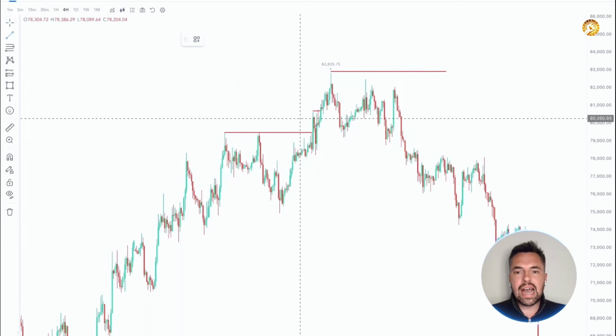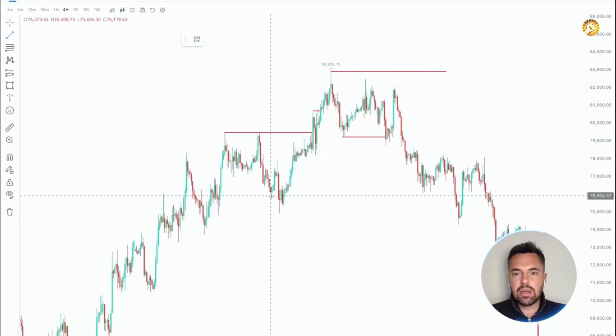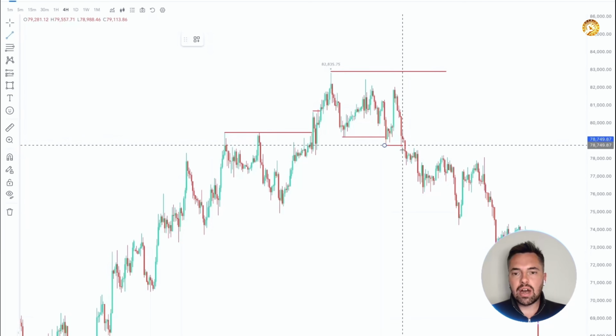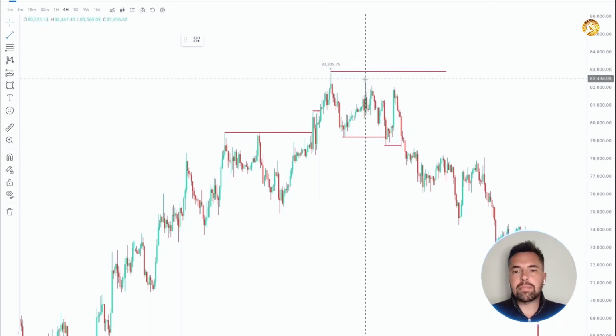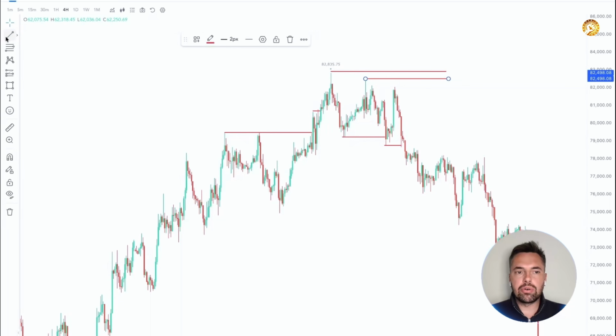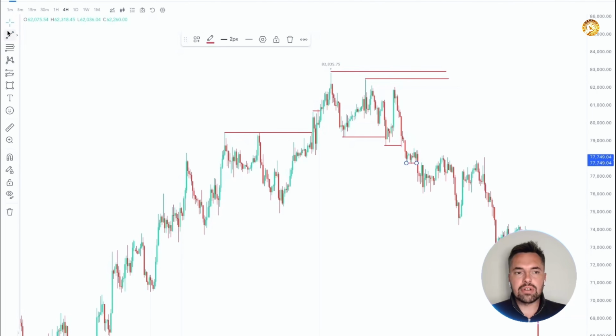Liquidity pools gather at obvious levels: swing highs and swing lows, previous day highs and lows, round numbers. These are the levels where retail traders place their stop losses and pending orders. And that concentration of orders is exactly what institutions are looking for.